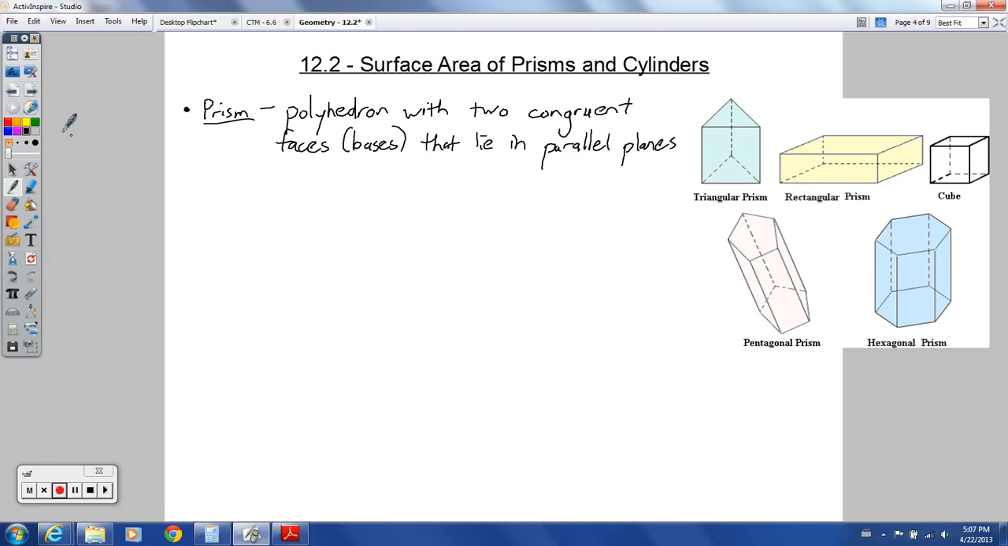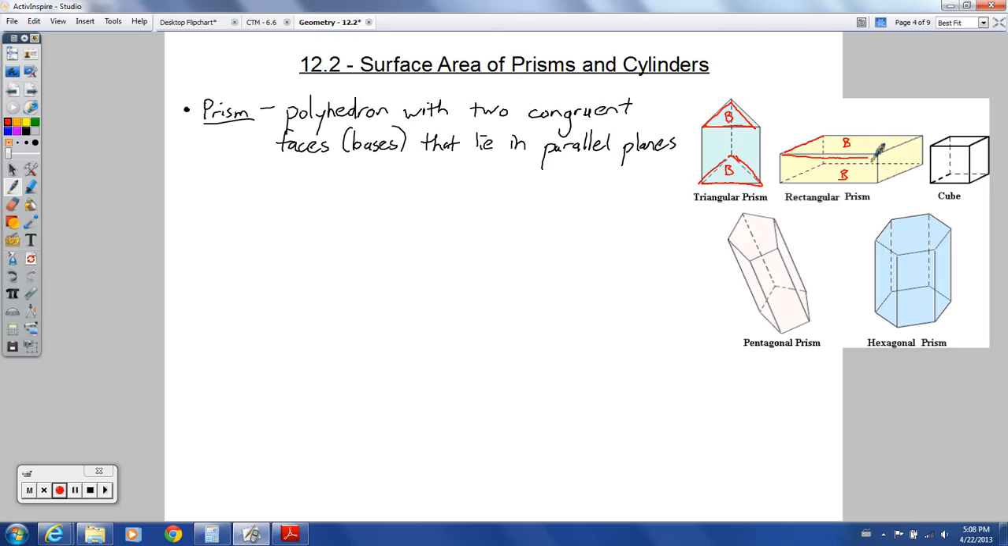So on these pictures, just to make a little more sense hopefully, this would be a base, this triangle part right here, and what's parallel to this triangle part? Well, this triangle part, and these are also congruent to one another. So here's a base and here's a base. And the rectangular prism or the cube, you could actually use this one and this one as the base, or this one and this one, or the front and the back as the bases. Any one of those would work because they're all congruent to one another and they're all parallel to one another.